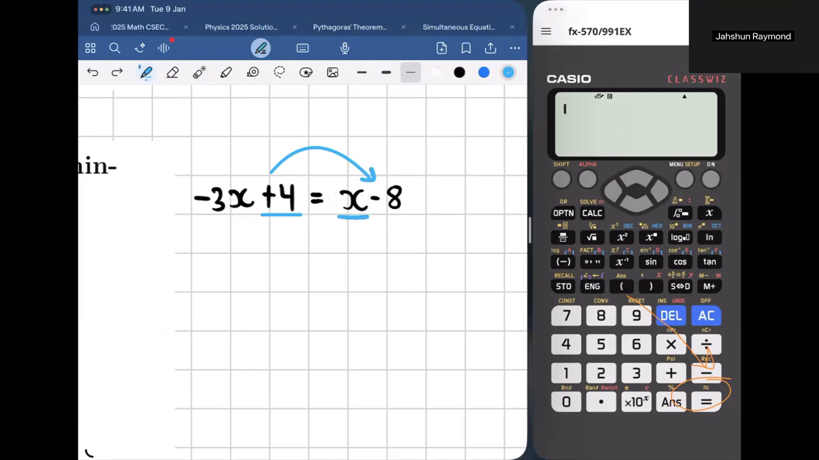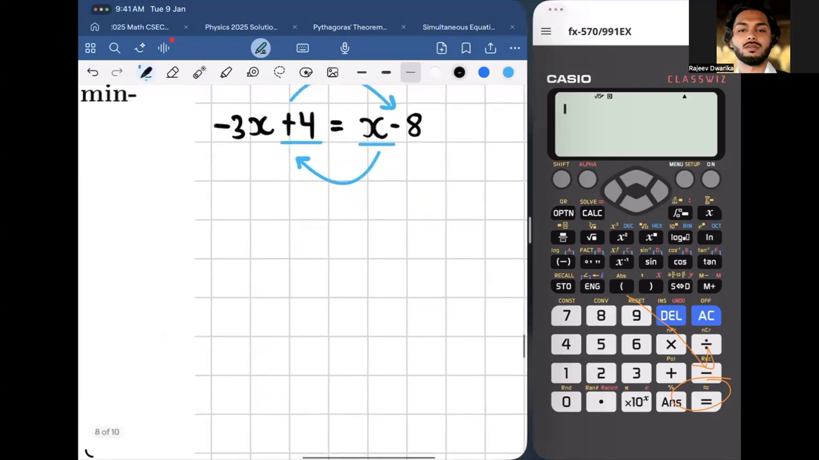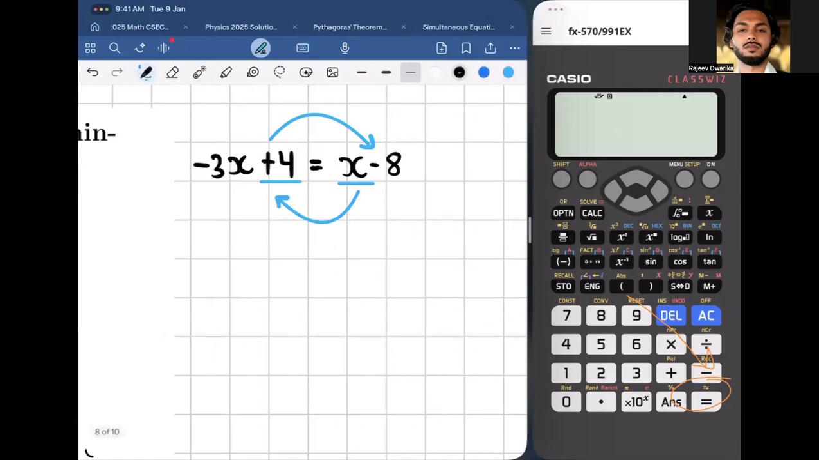x. Right? If I move across positive x, that will turn to what? If I move across positive 1x, that will turn to what? Joshon, what would that turn to? What would positive x turn to when you move it across?